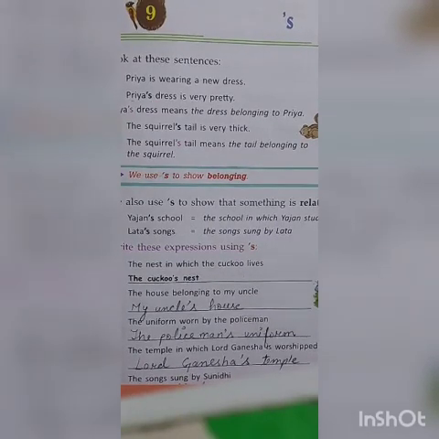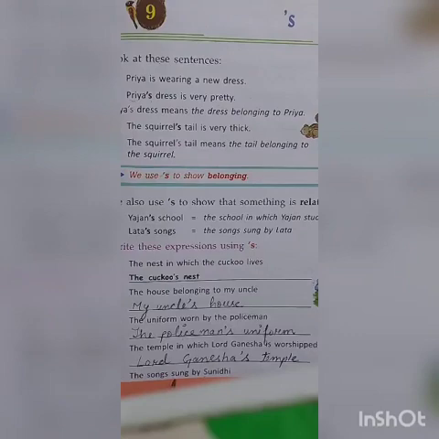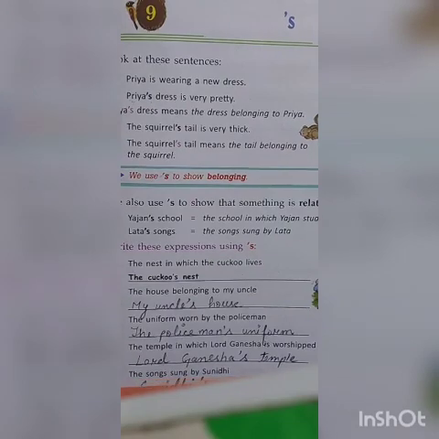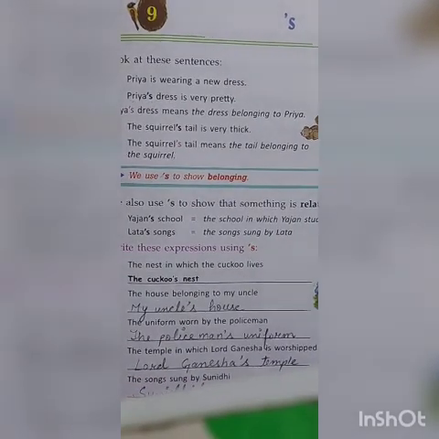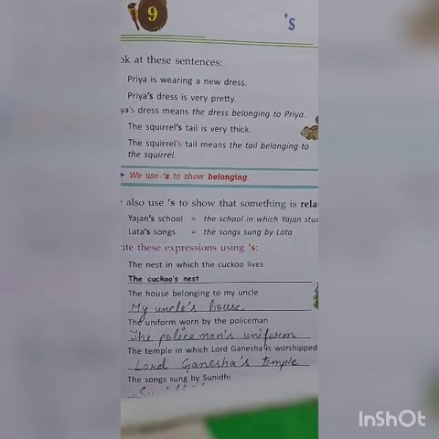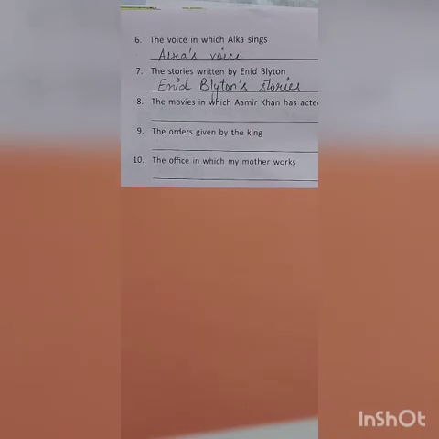Next, the songs sung by Sunidhi. Now, this is very easy. The songs sung by Sunidhi. How will you use apostrophe S in this? We can rewrite it as Sunidhi's songs. So, we'll write it as what? Sunidhi's songs. Next is the voice in which Alka sings. Now, this can be written as Alka's voice. Next, the stories written by Enid Blyton. This can be written as Enid Blyton's stories. Next three, try to do them on your own.